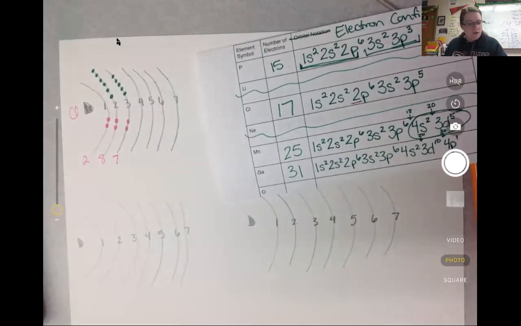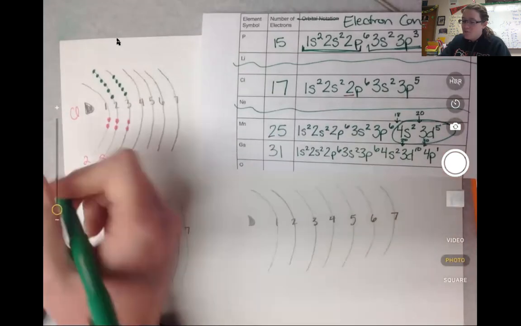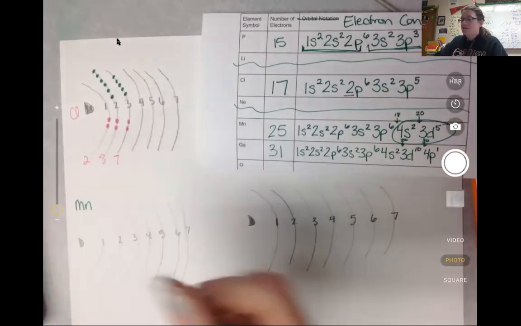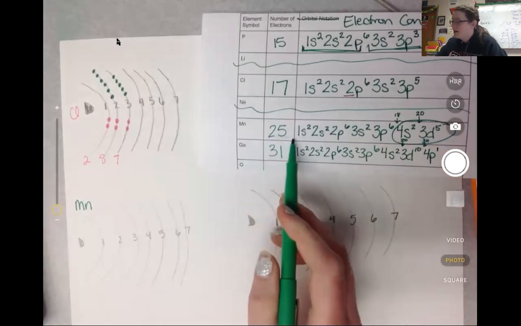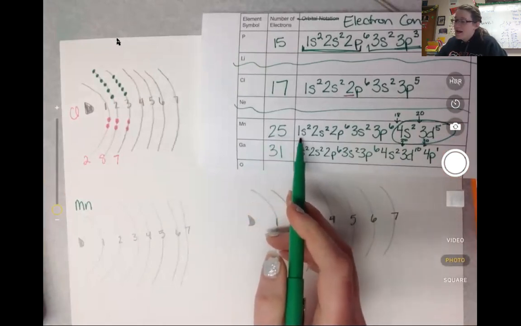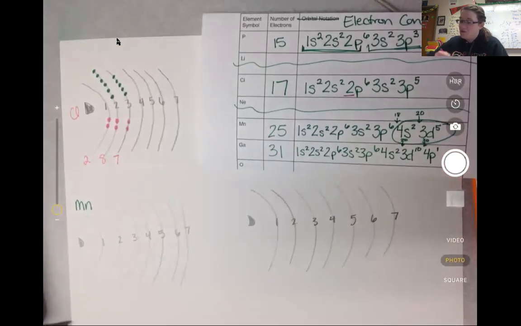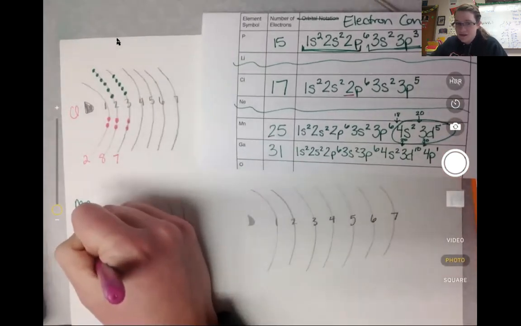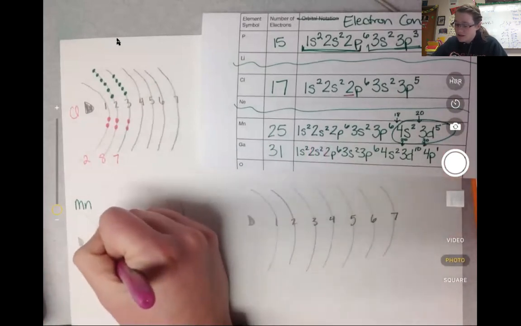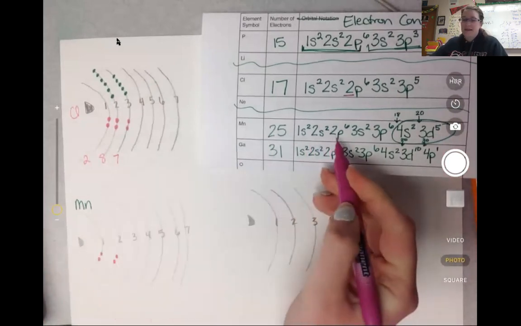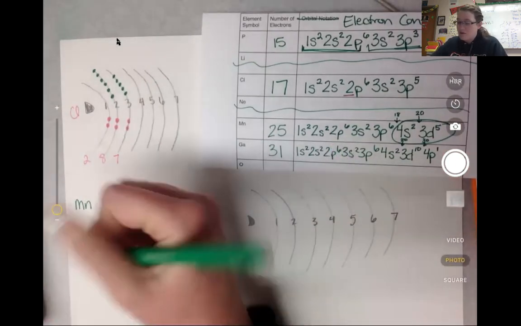Let's do manganese. Manganese is right here. It's one of our transition metals, so this will be a nice example for later. I'm filling 1s2, so I'm putting 2 electrons in that first energy level. Then I fill 2s2. I'm still in that second energy level, but now it's going into my p orbital.